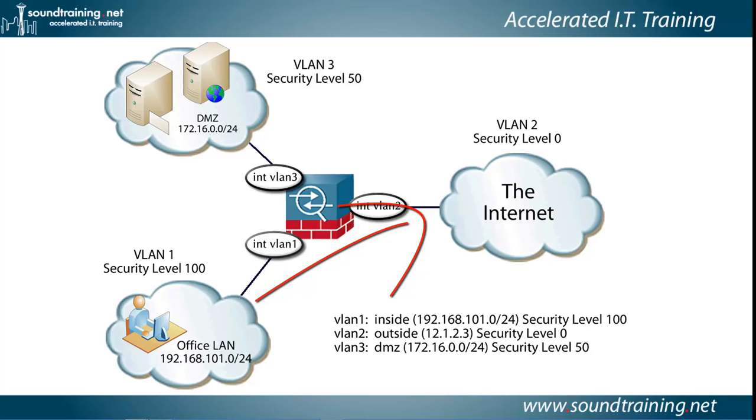Again, it kind of goes back to the first slide that we showed you about initiating connections. In other words, you can initiate a connection from the office LAN to the internet because the office LAN has a security level of 100, but not from the internet to the office LAN.